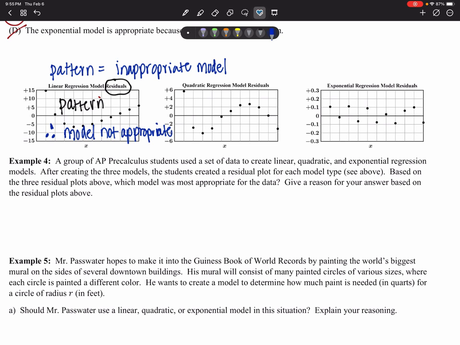Okay, next one. Do you see a pattern? I see a pattern. This looks very sinusoidal. Choo, choo, choo, choo. That is a pattern. Pattern, therefore, model not appropriate.